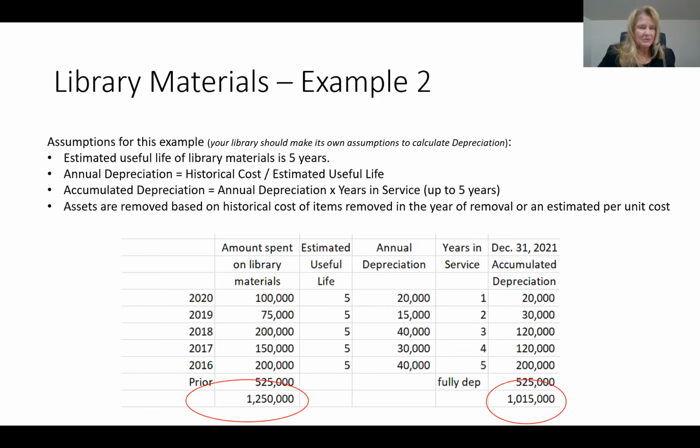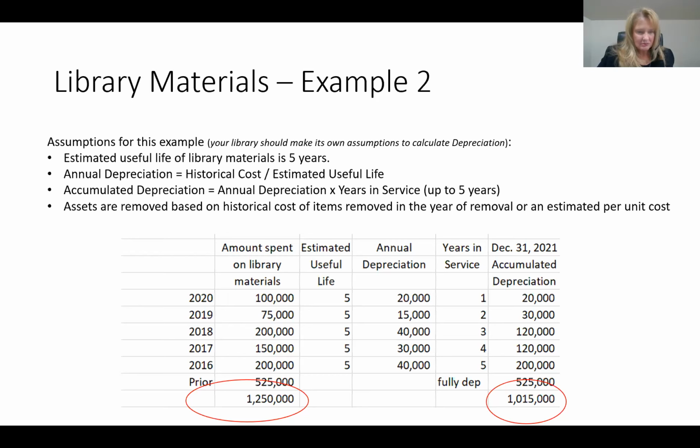So for example number 2 on my assumption, I've again used 5 years for my estimated useful life. Annual depreciation, accumulated depreciation, those are calculated the exact same. But the 4th bullet point is what's changed in this example, and that is assets are removed based on historical costs of items removed in the year of disposal or removal, or an estimated per unit cost if you don't know the actual historical data for those assets.